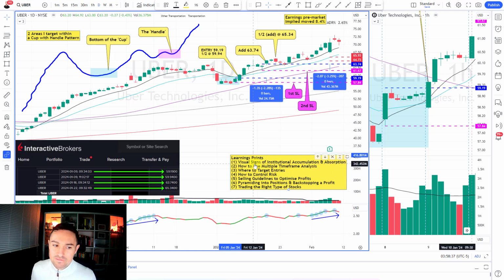which is going to be visual signs of institutional accumulation and absorption, how to use multiple time frame analysis, where to target entries, how to control risk, selling guidelines to optimize profits, pyramiding into positions and backstopping a profit on the pyramid, on the add to the position, and then trading the right type of stocks too.